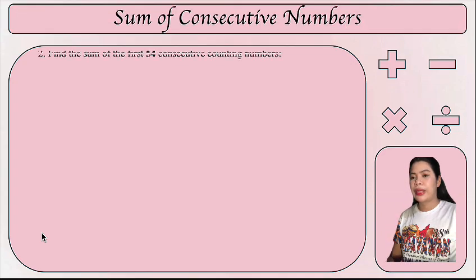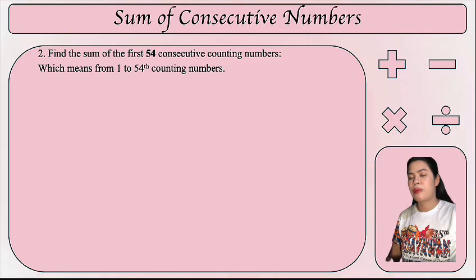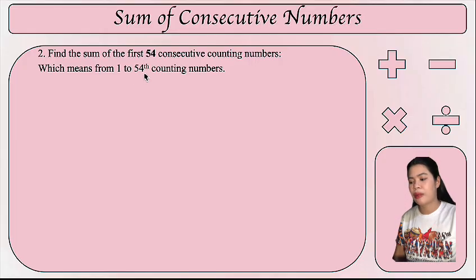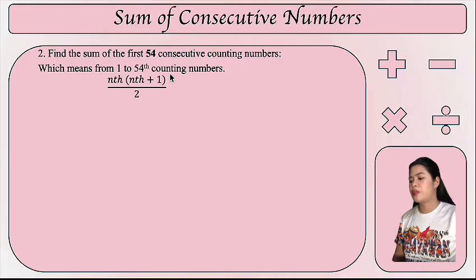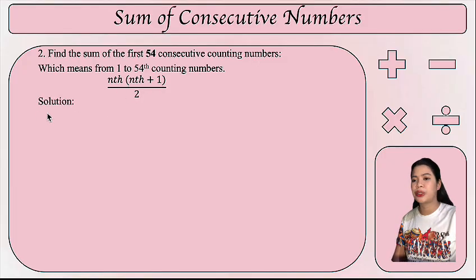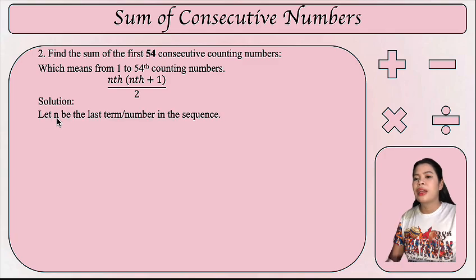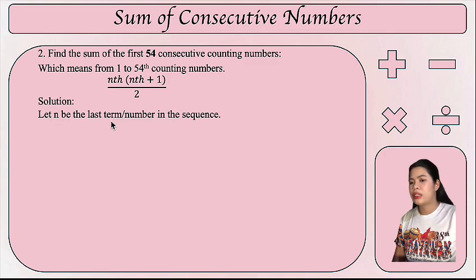Our next problem would be find the sum of the first 54 consecutive counting numbers, which means from 1 to the 54th counting numbers. So we are finding here the sum of the place, not the 54 number itself, but the 54th counting numbers. So we are going to use this formula: nth multiplied by nth plus 1 divided by 2. So we have here the solution. Let n be the last term or number in the sequence. So we are getting nth equals 54.